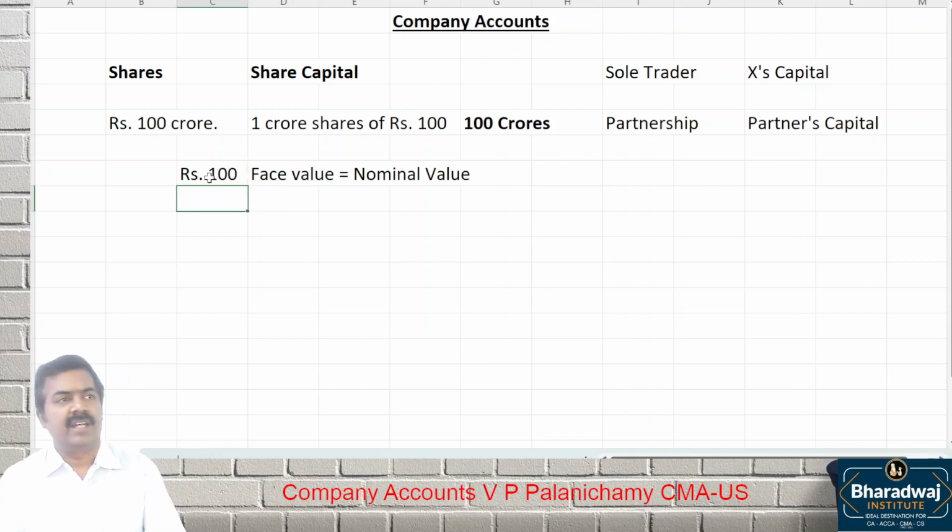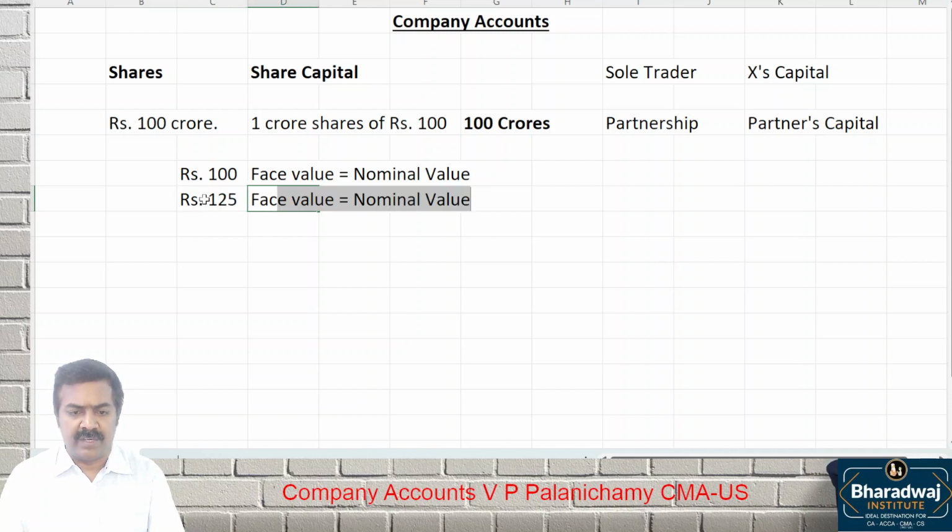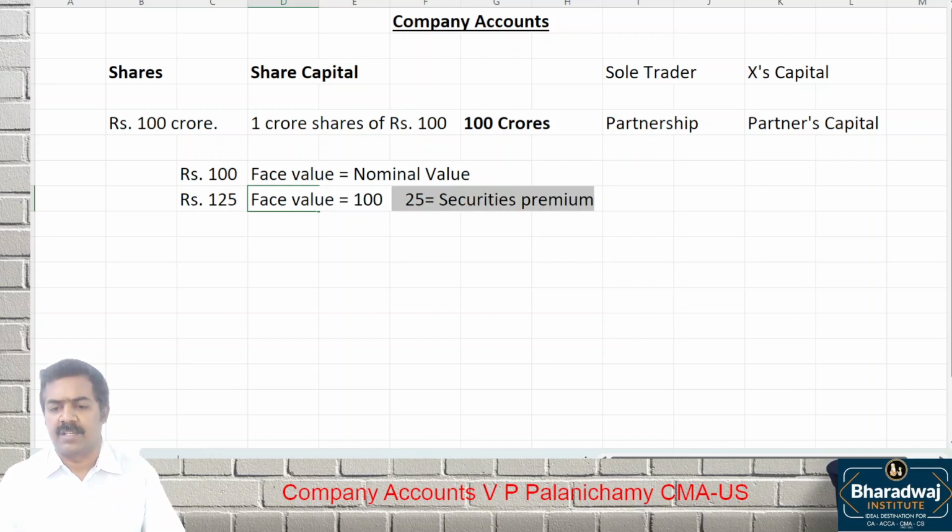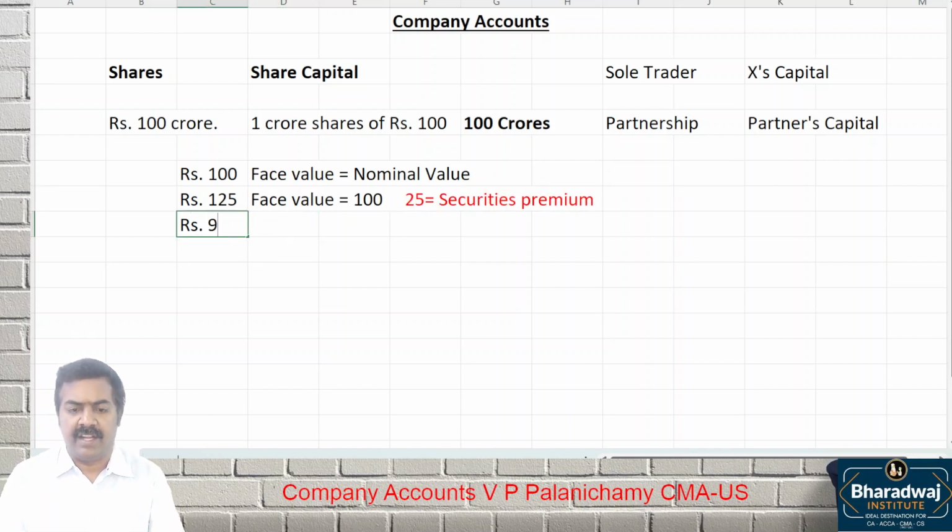Okay. Now, can the shares be issued at more than the face value? For example, can I collect more than 100 rupees? I can collect what? More than 100 rupees. Suppose if I collect 125 rupees, clear. Face value is how much? 100. And the extra 25 will be called as what? Securities premium. Old version was called as share premium. Now it is called as which one? Securities premium.